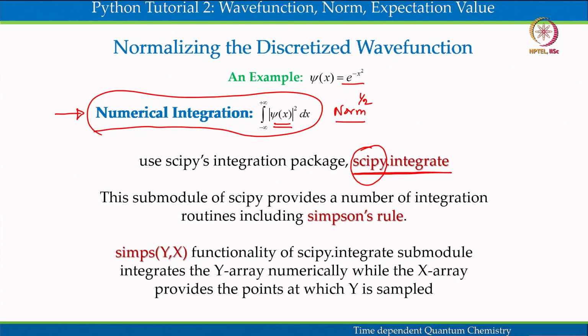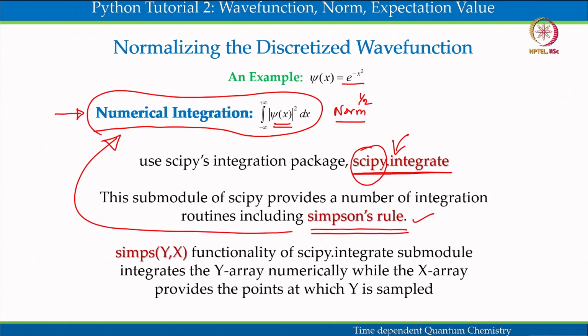It has pre-written code in it, and we are going to use that code directly to perform this numerical integration. The SciPy Integrate submodule of SciPy provides a number of integration techniques, including Simpson's rule. Now, what is Simpson's rule? We will not go over it in detail in this course. It is a numerical technique which enables one to get a numerical integration done. So we will use this Simpson's rule. There are many other techniques already included in this SciPy Integrate package, but we are just selecting Simpson's rule.